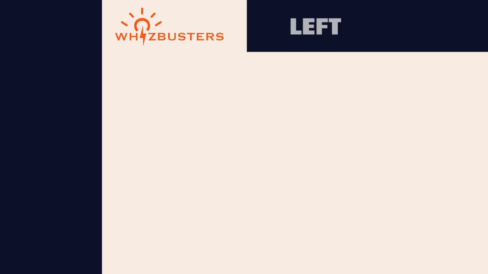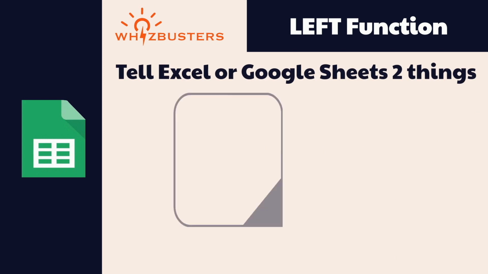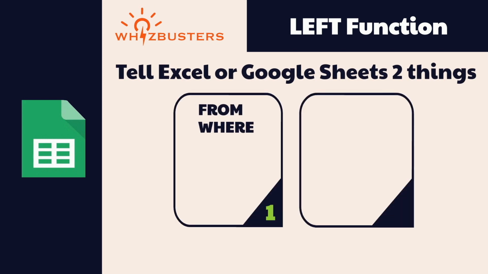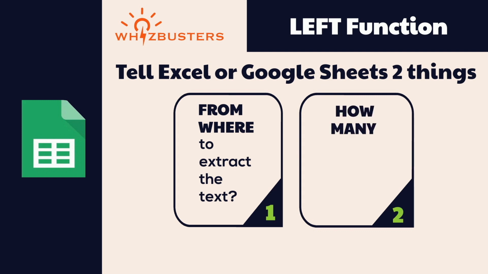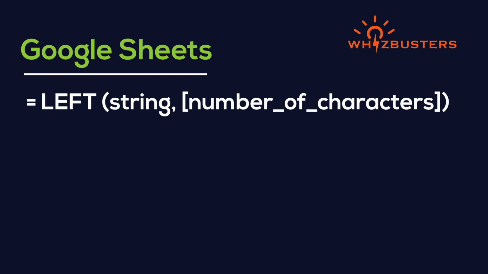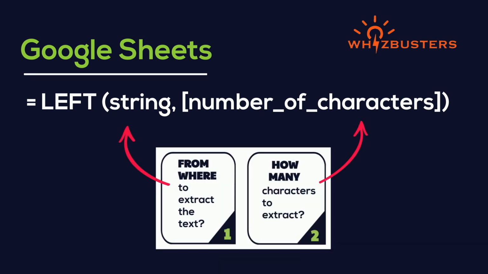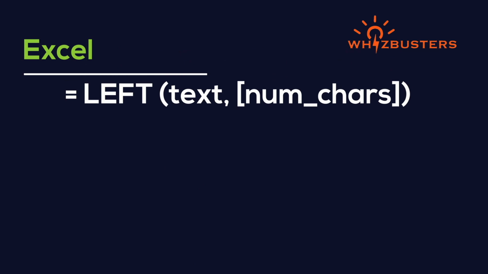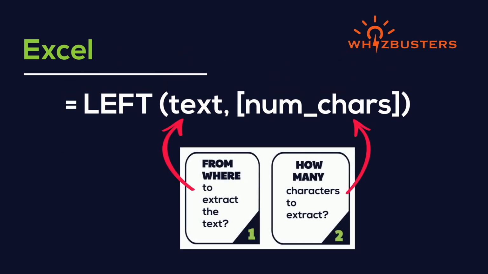How do you use the left function? Well, we need to tell Google Sheets or Excel two things. One, from where do we want to extract the text, such as the reference of the cell which has the text or what the text is. And two, how many characters do we want to extract, starting from the left of the string. So these are the two parameters in the left function. In Google Sheets, you will see equal left, string, number of characters, while in Excel you'll see left, text, numchars. So let's get our fingers cracking and start using these in an example.